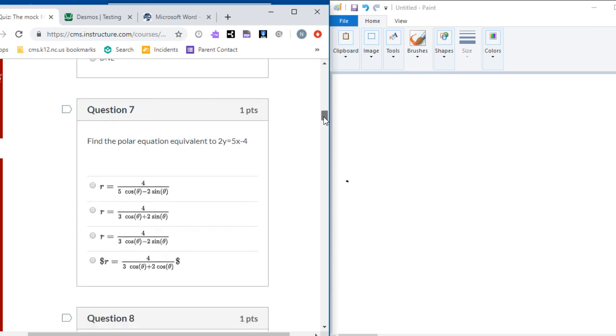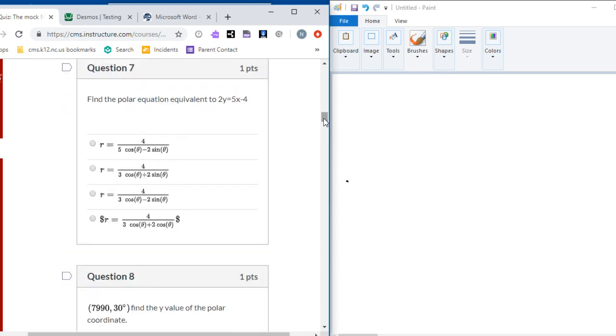Question 7. Find the polar equation equivalent to 2y equals 5x minus 4. First, I'm going to do the algebraic method, then we need to do the Desmos method. For the algebraic method, we have to memorize from polar that y is equal to r sine of theta and x is equal to r cosine of theta.